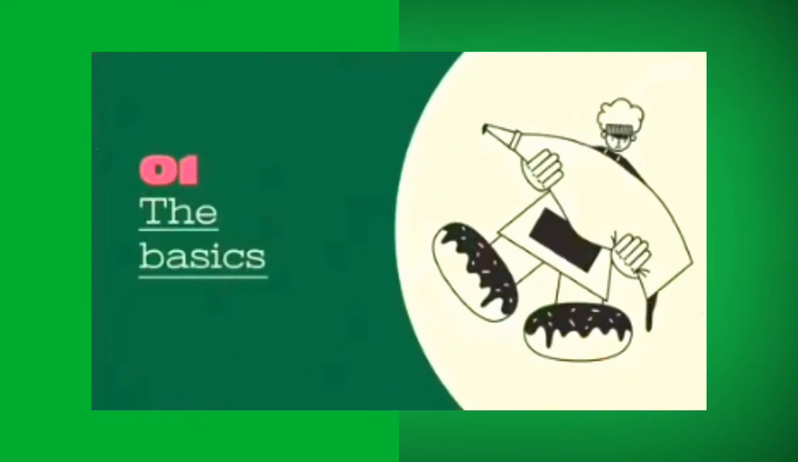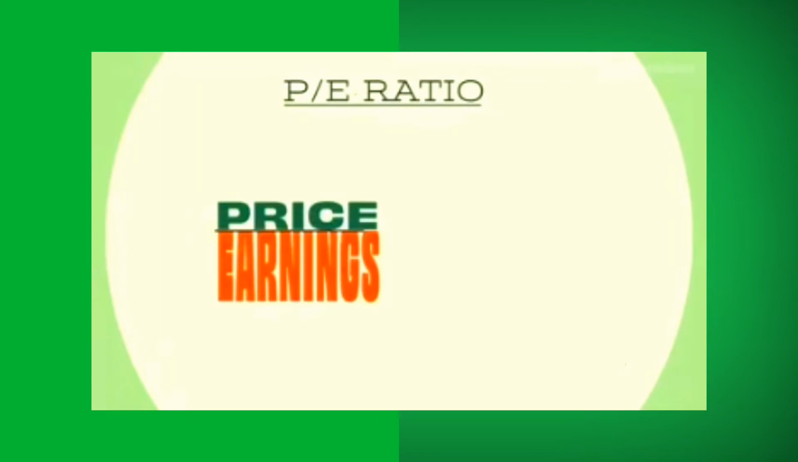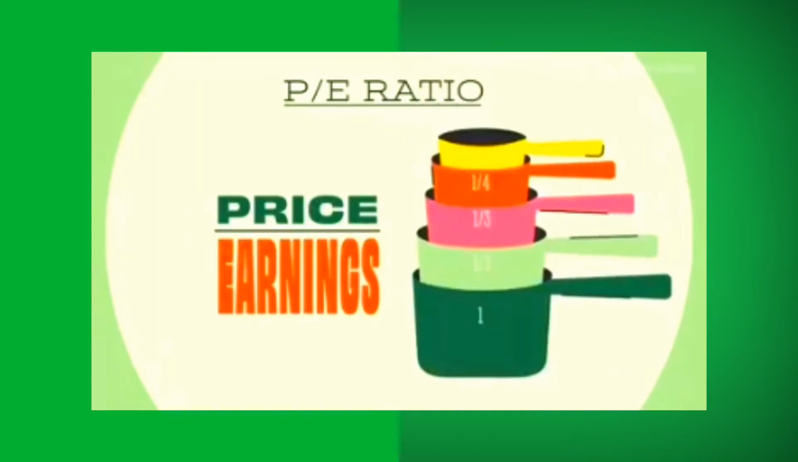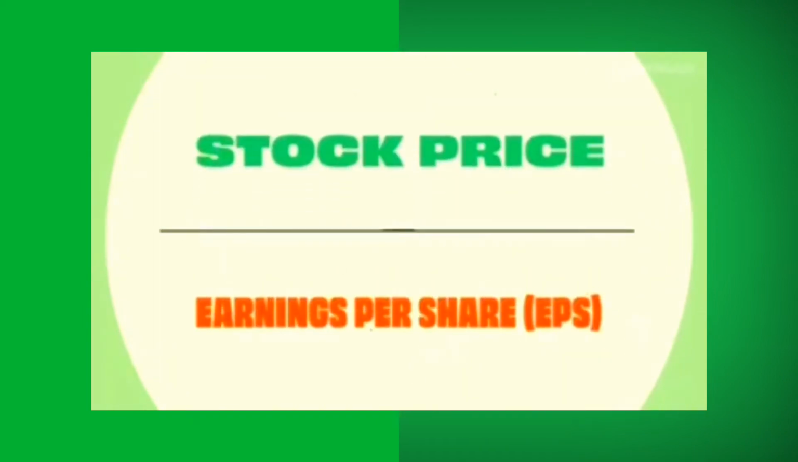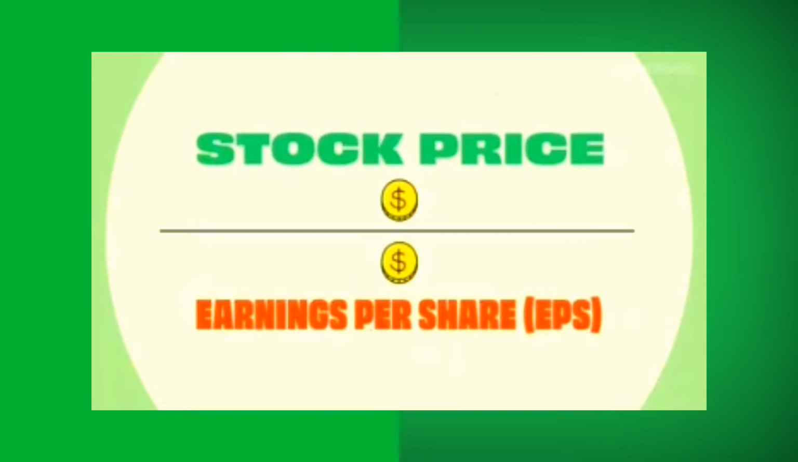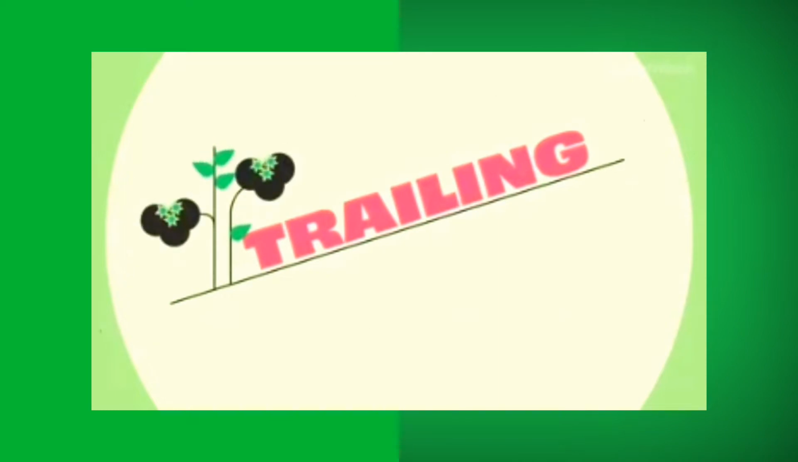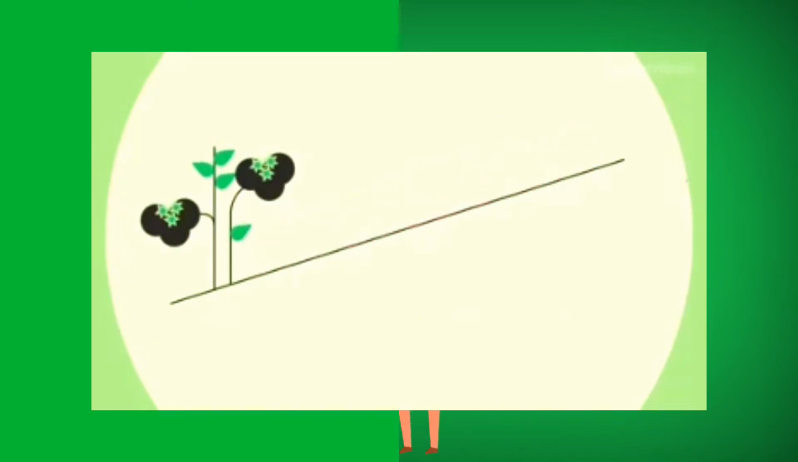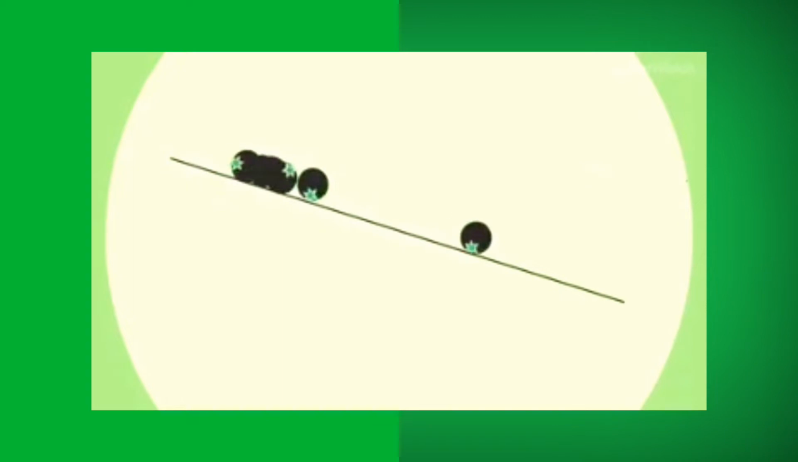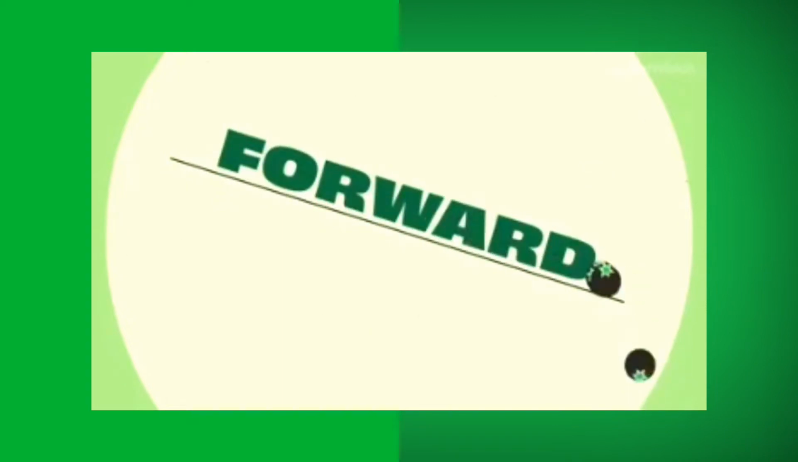A stock's price to earnings ratio, or PE ratio, is one of several measures that investors can use to figure out whether a stock represents a good value. To calculate the PE ratio, divide a company's current stock price by its earnings per share, or EPS, over the past year. This gives you the stock's trailing PE ratio. You can also divide the stock price by analyst estimates for the coming year's EPS to get what is called the forward PE ratio.